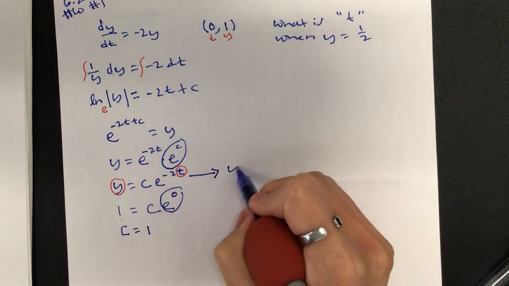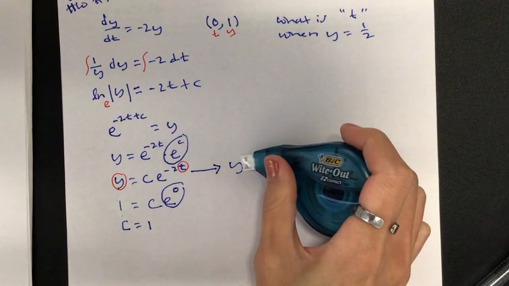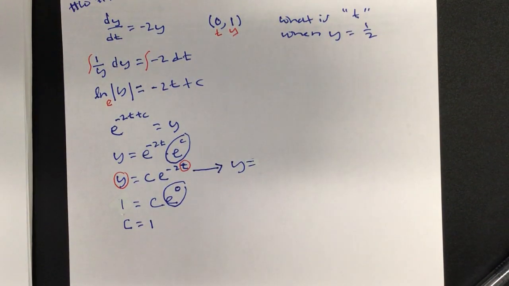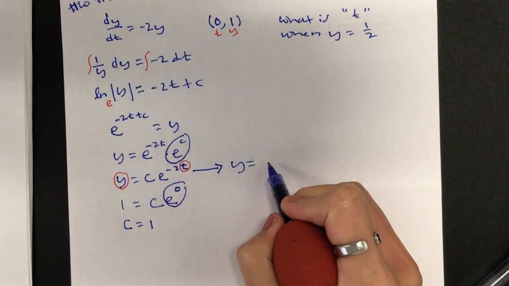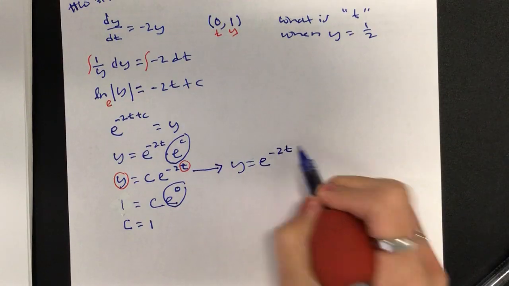So now I'm going to go on to this guy over here and plug him in. So we have y is equal to, my c value is 1. So do I have to write the 1 on there? If it's understood? Nope. e to the power of negative 2t.